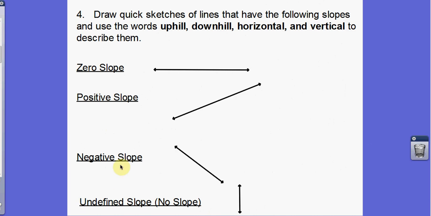Alright, if we looked at these different lines, they each have a different type of slope. There are 4 different types of slopes. We have zero slope, which is a flat line, horizontal, right here. We have positive slope, which as you go from left to right, the key is left to right, it's uphill. Negative slope is going downhill. Okay, makes sense, down, negative. And undefined slope is straight up and down. So those are things that we talked about and that we need to know as well.